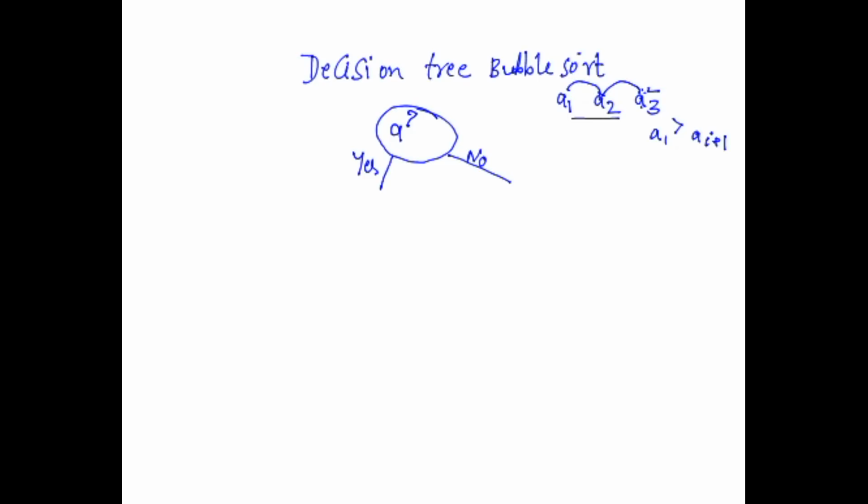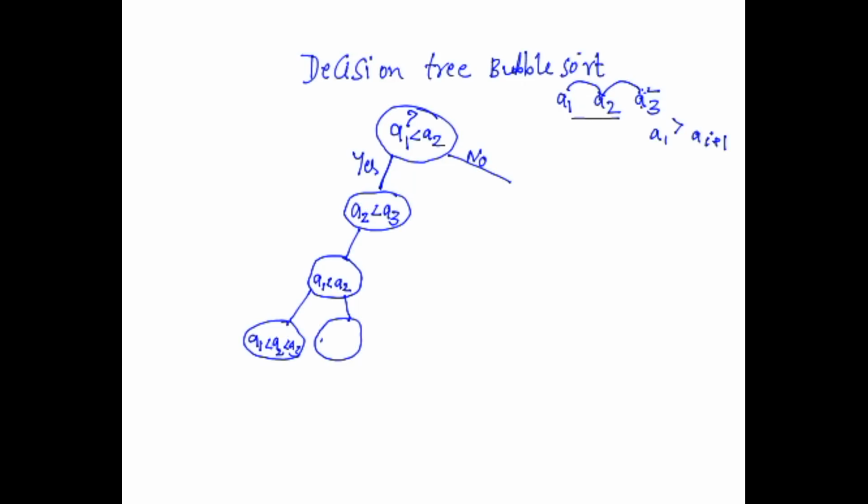The first question that I ask is whether a1 is smaller than a2. If a1 is smaller than a2, then the bubble sort algorithm will start comparing whether a2 is smaller than a3. If the answer is yes, then you know that a3 is the largest number, which is at the end. Then we start comparing whether a1 is smaller than a2. If the answer is yes, it means that a1 is the smallest number, then we have a2, then we have a3. If the answer to this question is no, then we notice that a2 will be smaller than a1, which will be smaller than a3.